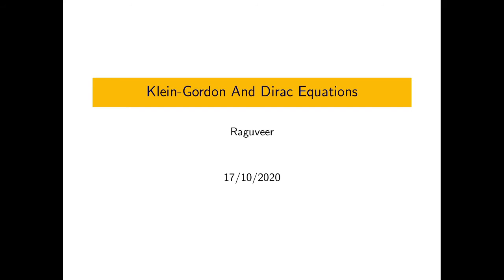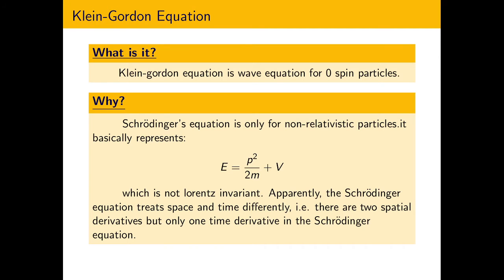Yep, go on. Okay, so in this section, we are going to see about the Klein-Gordon and Dirac equations. So next slide, please. So what is the Klein-Gordon equation? Like the Schrodinger equation that Gavin mentioned, the Klein-Gordon equation is also a wave equation, but it is for zero spin particles, and it is a relativistic quantum equation.